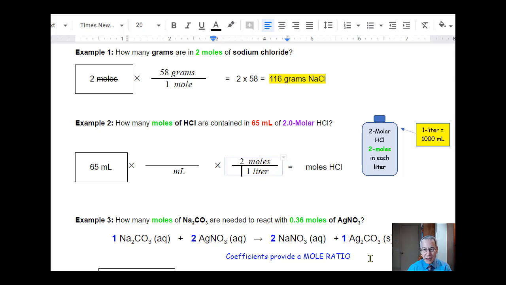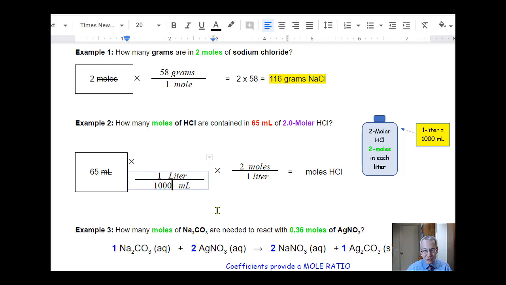There. I have made the conversion factor, and that helps me figure out what conversion factor to put here. Milliliters will cancel milliliters. I now need something to cancel these liters. So that means the top here has to be liter. Liter, they'll cancel. And now I just use what's in the yellow box as a conversion factor. 1 liter is 1,000 milliliters.